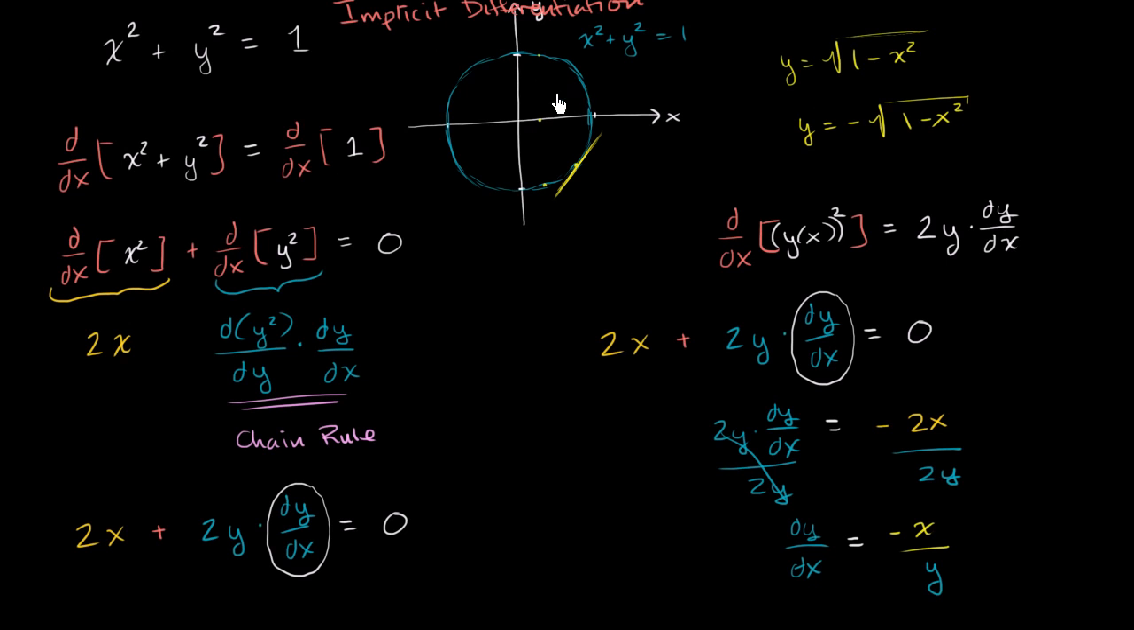Well, let's say we wanted to find the derivative at this point right over here, which, if you're familiar with the unit circle, so if this was a 45-degree angle, this would be the square root of 2 over 2, comma, the square root of 2 over 2. What is the slope of the tangent line there? Well, we figured it out. It's going to be negative x over y. So the slope of the tangent line right over here is going to be equal to negative x, so negative square root of 2 over 2, over y, over square root of 2 over 2, which is equal to negative 1. And that looks just about right.